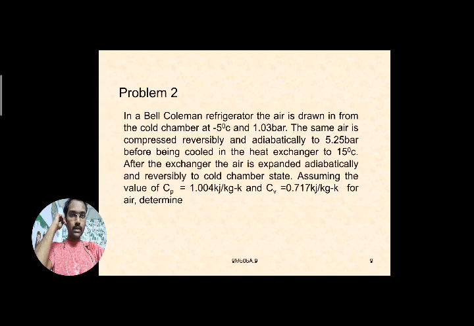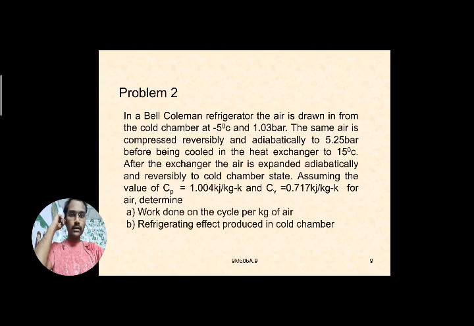Assuming Cp equal to 1.004 kilojoules per kg Kelvin and Cv equal to 0.717 kilojoules per kg Kelvin for air, determine the work done on the cycle per kg of air, the refrigerating effect produced in the cold chamber, and finally the COP. So three things you have to find out: work done on the cycle per kg of air, refrigerating effect produced in the cold chamber, and coefficient of performance. From the given problem, first you have to write the given data. From the data we find the solution to find all these three: work done, refrigerating effect, and COP.